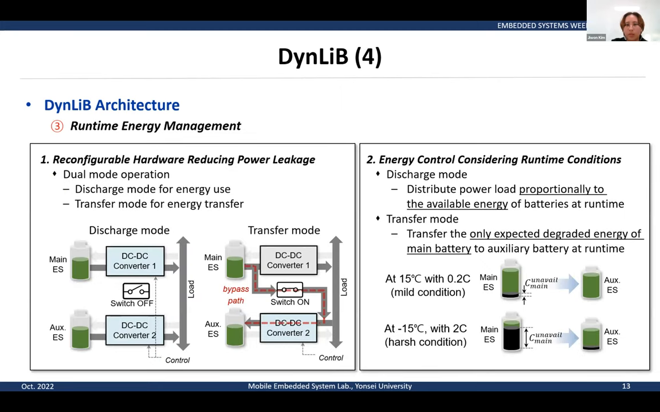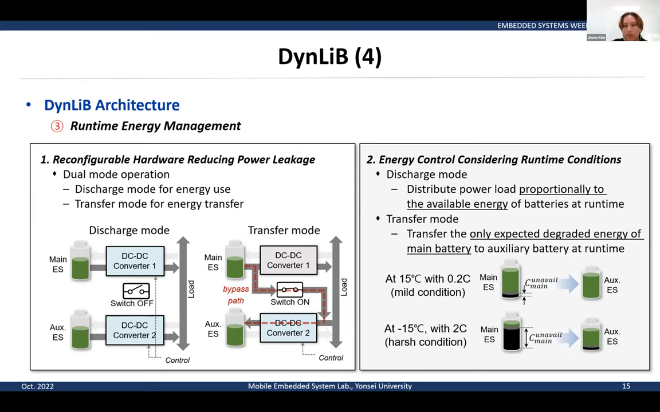And next, we manage the battery energy at runtime by developing an efficient energy transfer function for the hybrid energy storage system. We first design a reconfigurable hardware for reducing the power leakage during energy transfer. The hardware supports dual mode operation. On normal conditions, the hardware operates in discharge mode like the conventional one. When the energy should be transferred, the hardware operates in transfer mode that bypasses the DC-DC converter to reduce the power leakage. Next, we develop an energy control strategy that considers both energy efficiency and runtime conditions.